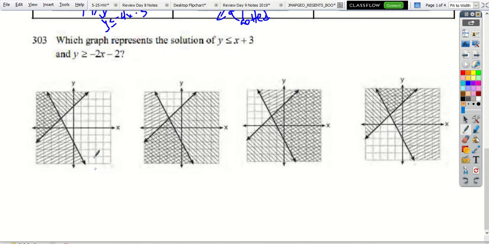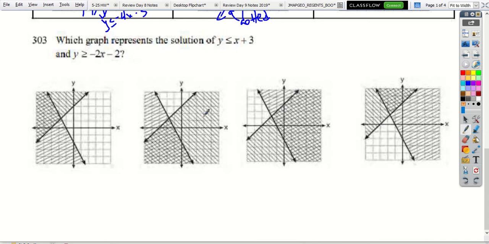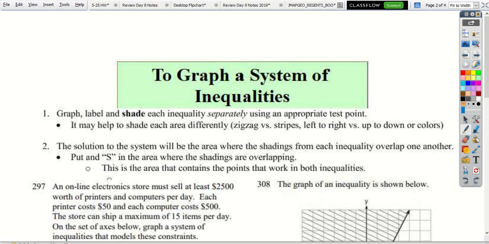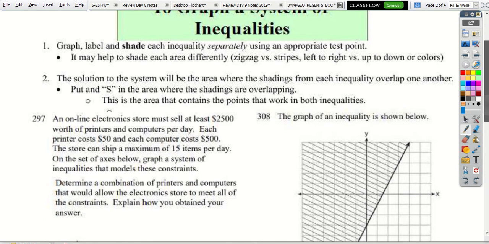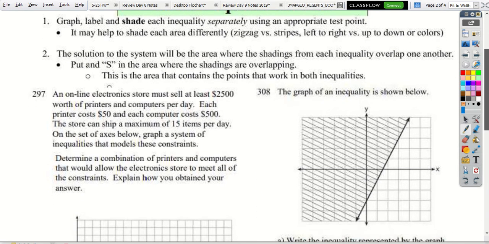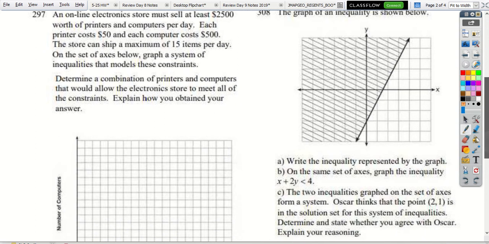And so we're just going to match the graph that looks like this. So we should be shading all the stuff over here on the right. So this is out, that's out, this looks good, that looks bad. So we know that it's this choice right there. All right, to graph a system, graph each separately. Okay, you can choose a test point or you can just shade accordingly. You can use zigzag stripes, you can use different colors if you want to bring colored pencils with you or different colored pens. And then just put an S where the both shadings overlap.